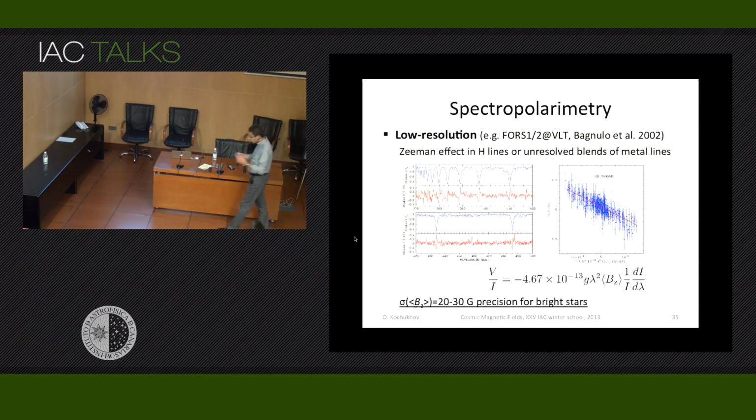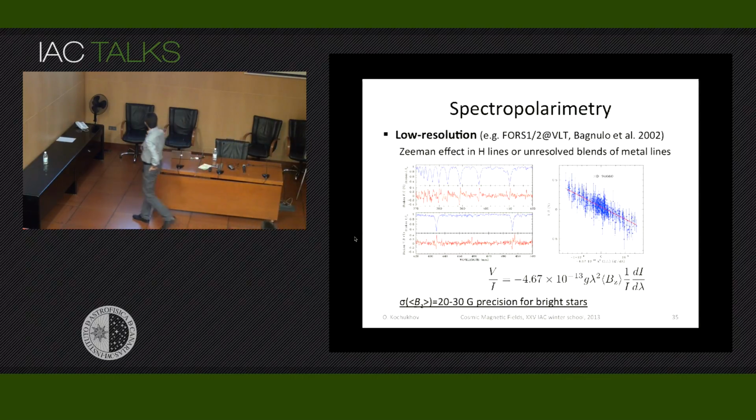Now going a bit higher in this ranking of methods based on resolution. Low resolution is kind of important because that's the only type of measurement we can do at the largest telescopes nowadays. So large telescopes have only low resolution spectropolarimeters suitable for stellar observations. In particular, this instrument FORS at the VLT is used very widely for stellar research, for stellar magnetic field research.